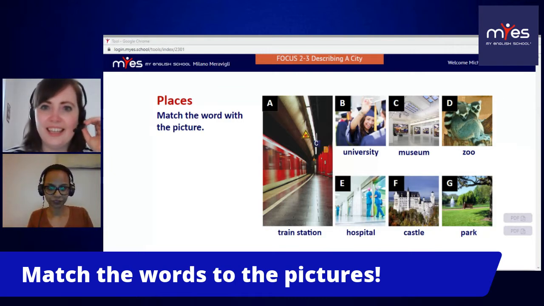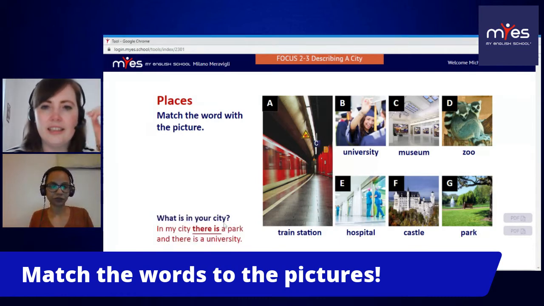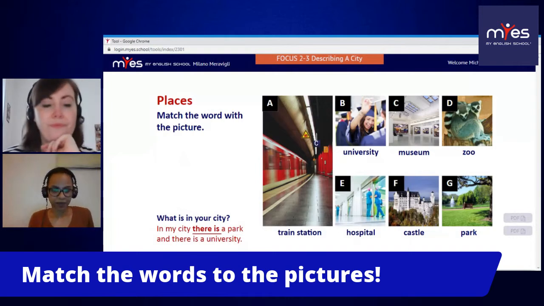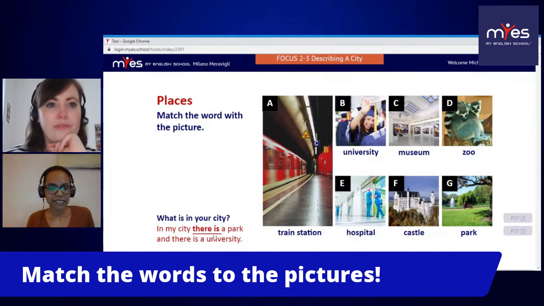Okay, let's move on. What is there in your city? In my city, there is a park and there is a university.